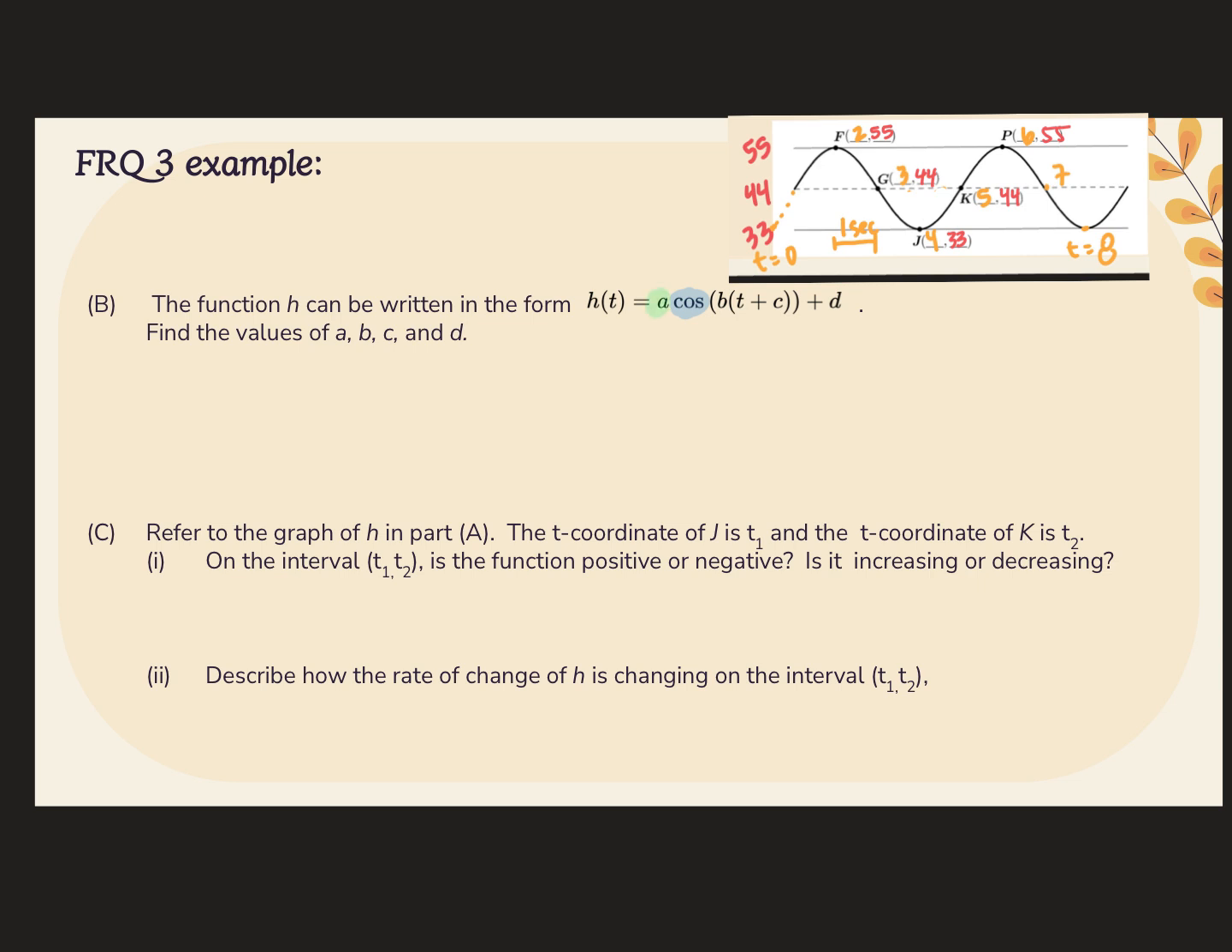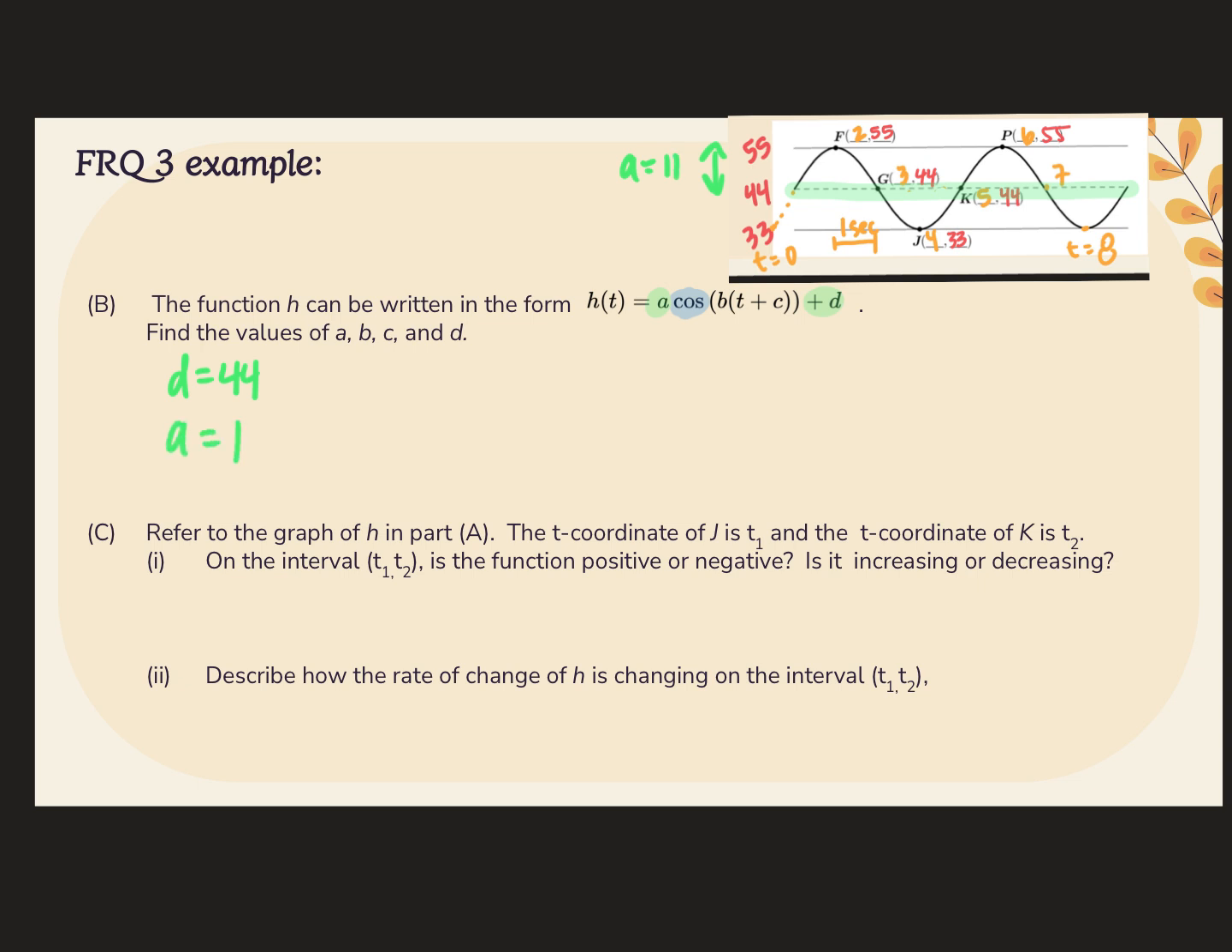But before we get there, I'm going to start with the vertical values, a and d. D is going to be the midline value, the vertical shift, which in this case is 44. A is the amplitude, the distance between the midline and the extrema, which is 11.